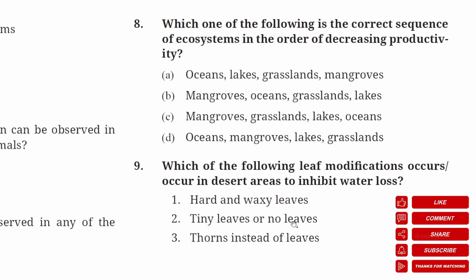Which of the following leaf modifications occurs in desert areas to inhibit water loss?